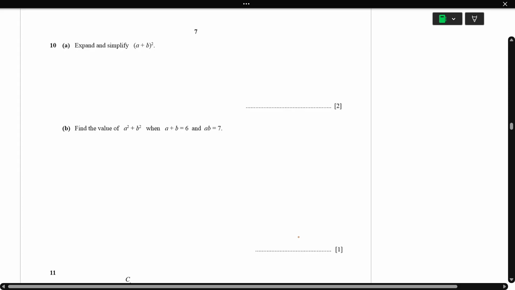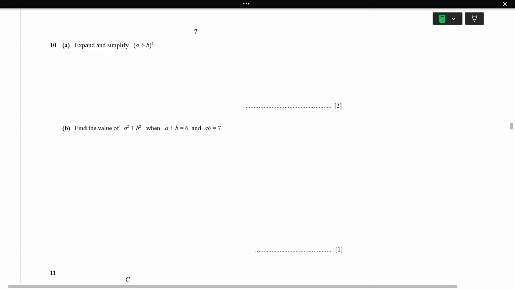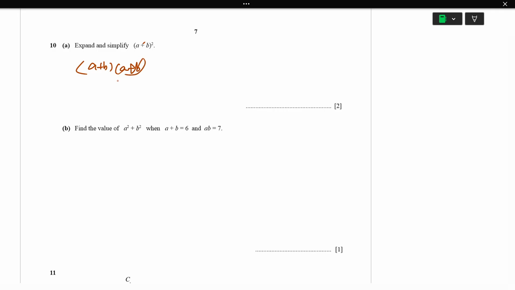Next, expand and simplify. a plus b whole square, which is a plus b times a plus b. So we write a plus b times a plus b, which is a square plus ab plus ab plus b square, which is a square plus 2ab plus b square. So the answer is a square plus 2ab plus b square.